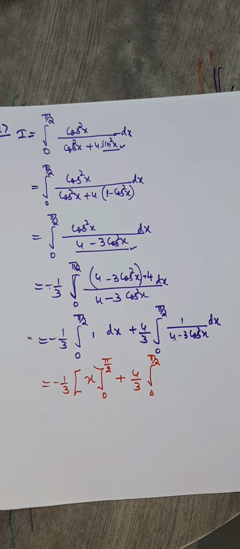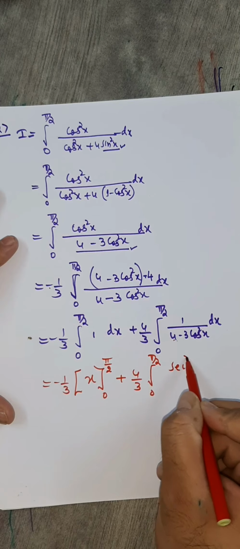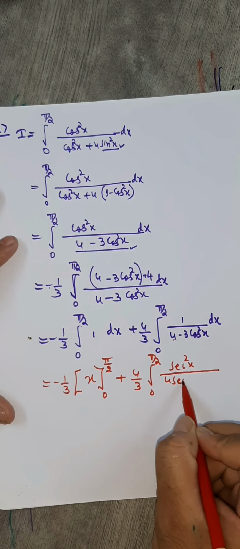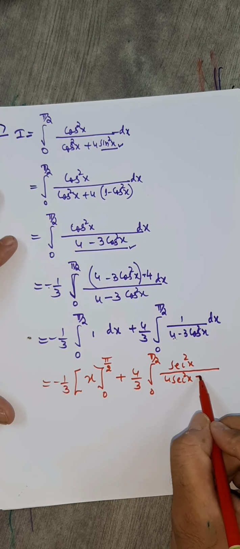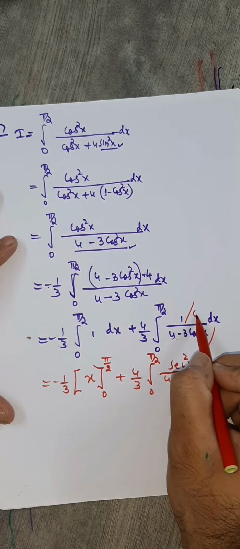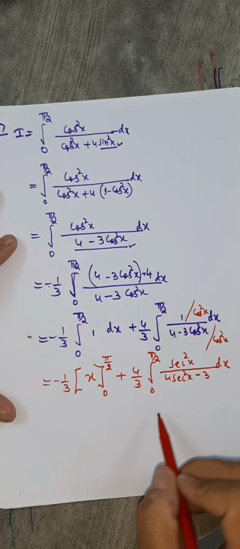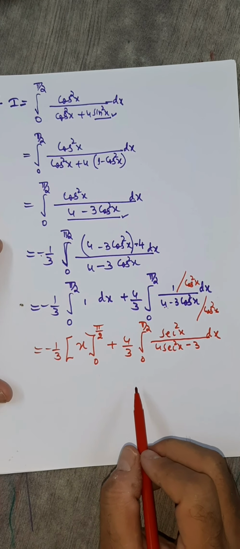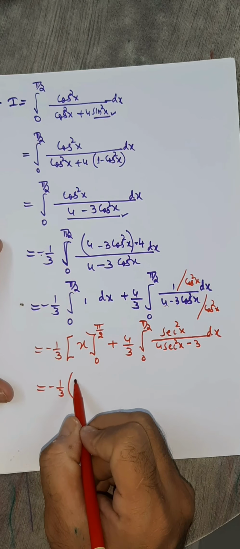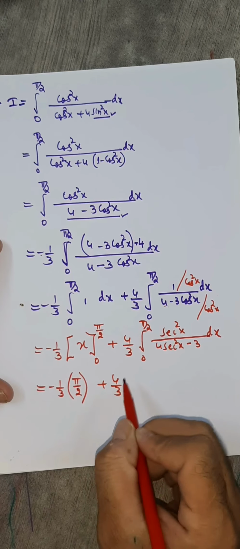Or you can divide by cos square also. So 1 upon cos square is sec square, here 4 by cos square, which is sec square, minus 3. What I did, dividing numerator and denominator by cos square. You can divide by sine square also, remember. Okay. So this minus 1 by 3, upper limit minus lower limit. So this is just pi by 2 minus 0, plus 4 by 3 as it is.